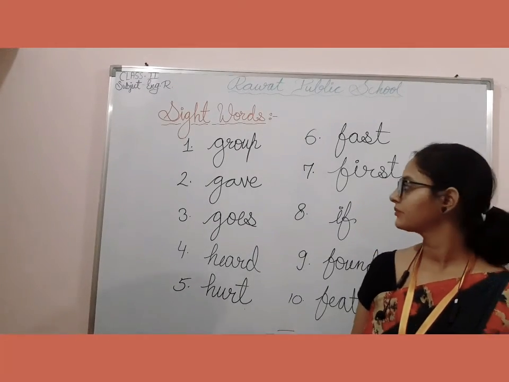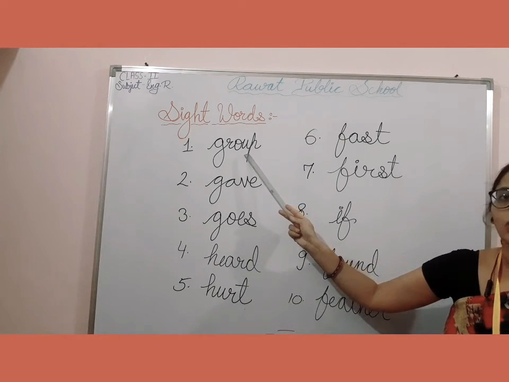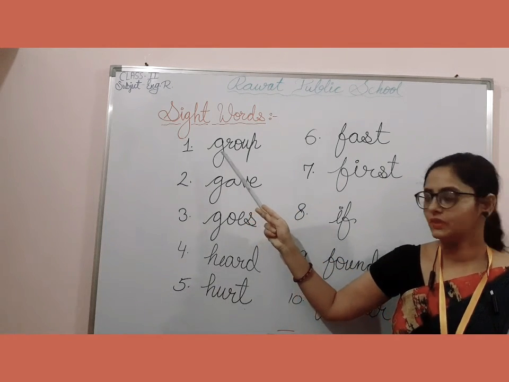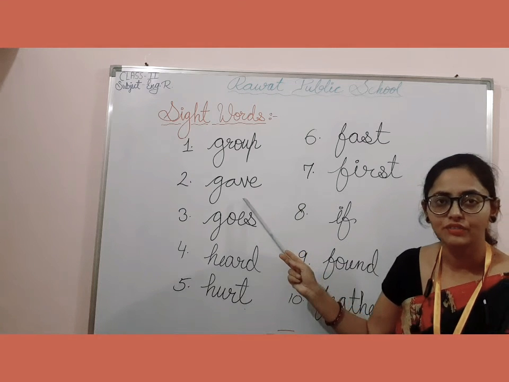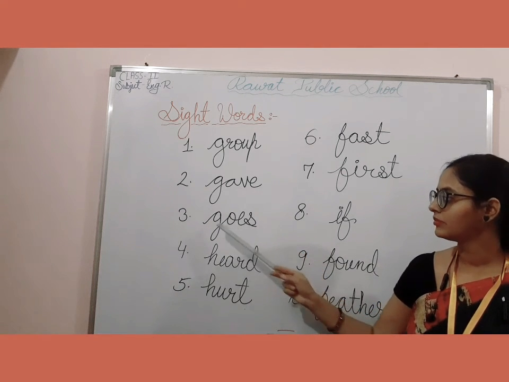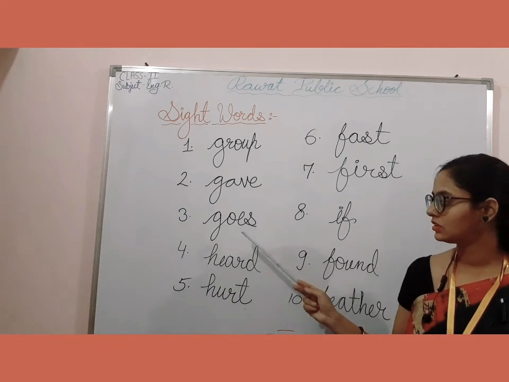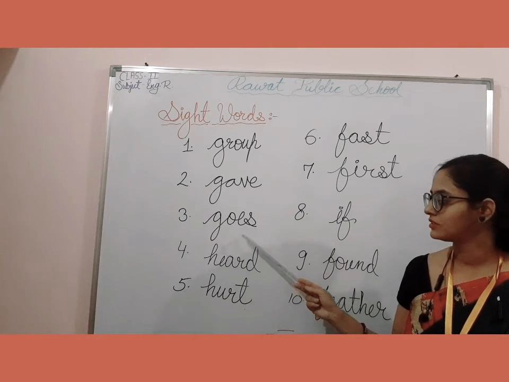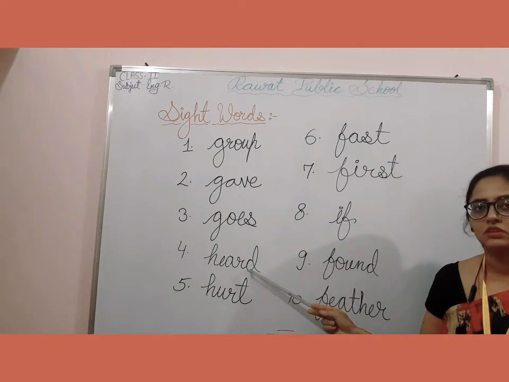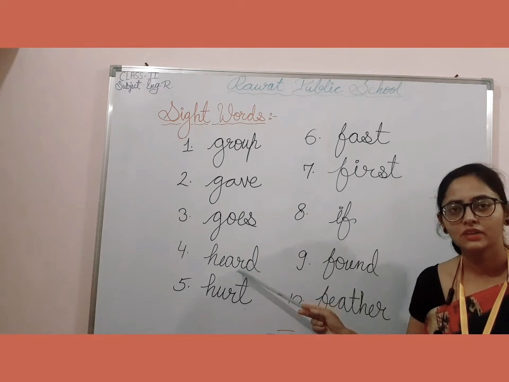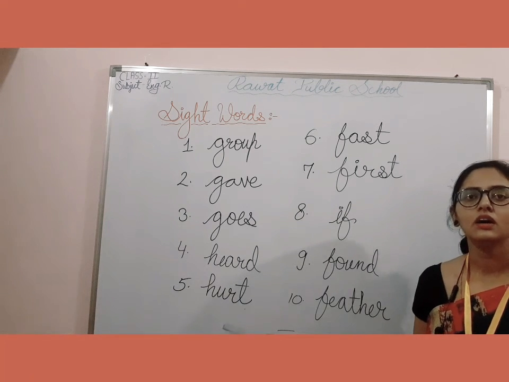Okay, let's again revise all the words. The first word is G R O U P. Group. What is the word? Group. The second is G A V E. Give. Give. G O E S. Goes. What is the word? Goes. H E A R D. Heard. What is the word? Heard.